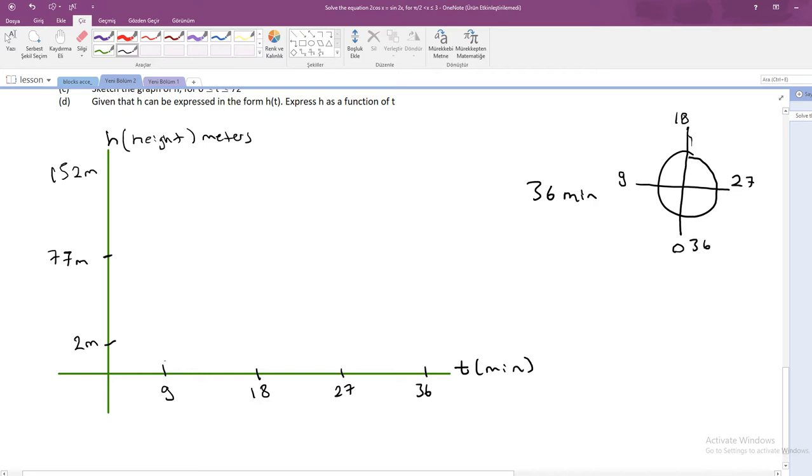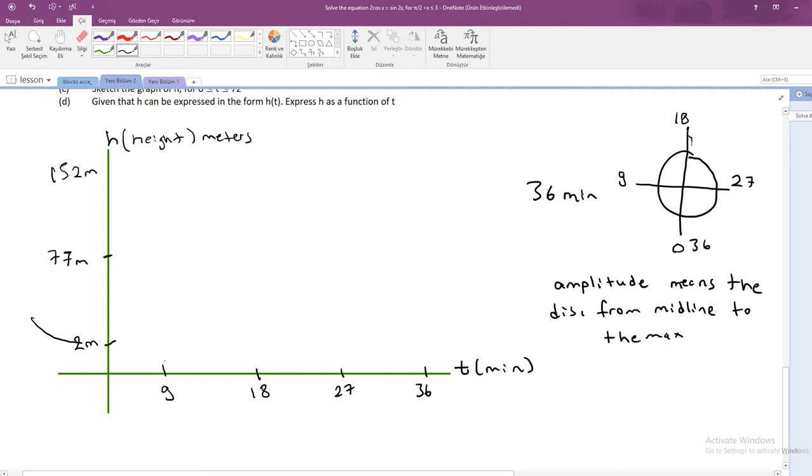So what does amplitude mean? Let's write it in here. Amplitude means the distance from the midline to the maximum. It's the distance from the midline to the max, or it can be from the minimum to the midline. Doesn't matter. So let's sketch our graph.